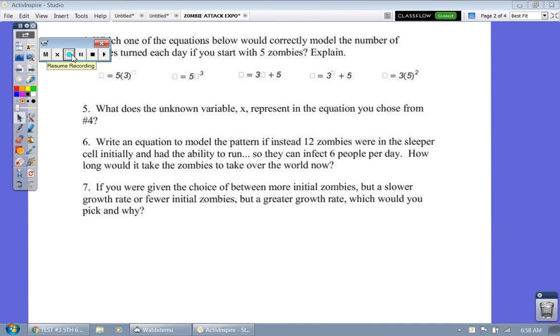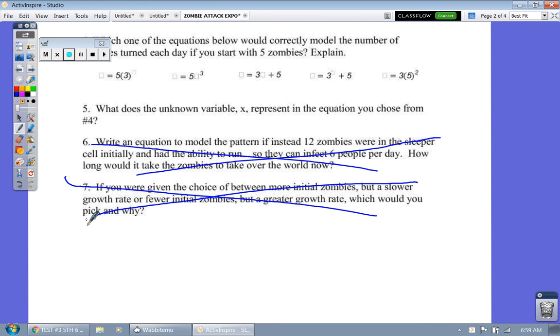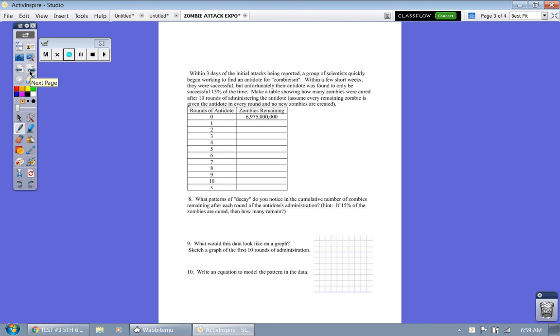Question 5, what does the unknown variable x represent in the equation? The unknown variable represents the days. Now, for the project's sake of this, we skipped 6 and 7, so we're not going to address that information. So let's go to the next page here.